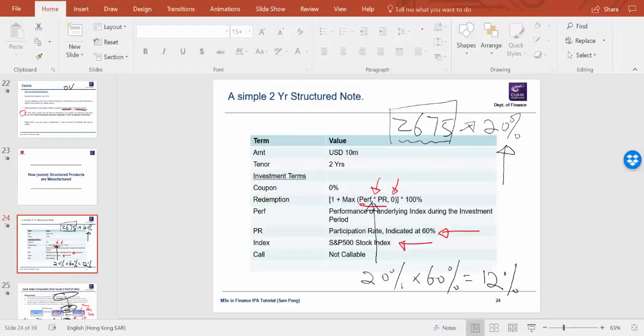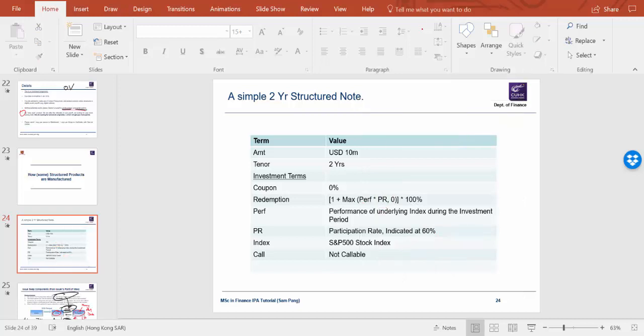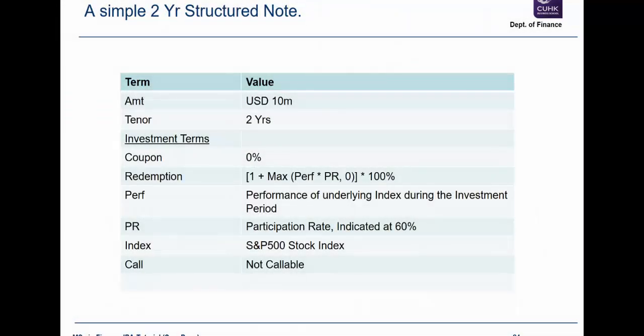Let me just wipe that off. Now, this is a simple example of what we call a structured note. If you're an investor, you can invest in bonds, stocks, FX, commodities, precious metals. You can also invest in these things. And this is the market that I've been in for the last 15 years. If you're on a structured products desk, then all day, basically, you're pricing these things until your head is just spinning around. Now, let me explain what's going on here.